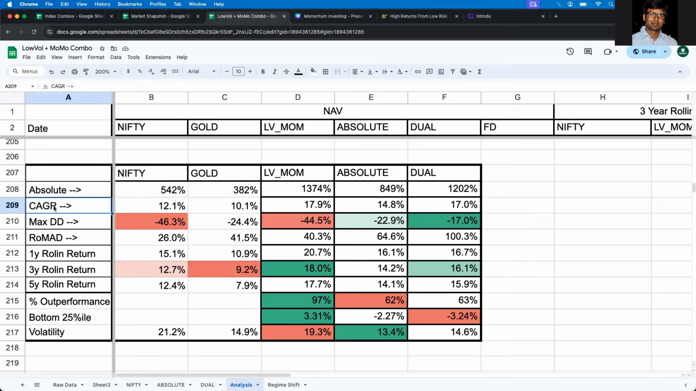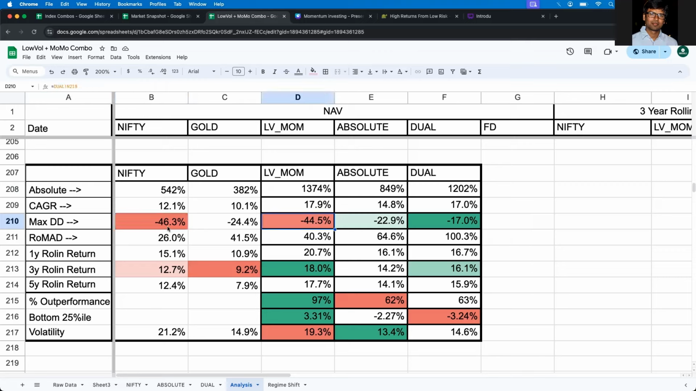And the next is we do a calculation of CAGR. This CAGR again is a point-to-point calculation, but annualized to 1 year. So it's just in an annual fashion. Again, you see that on an average, Nifty gave 12% annualized returns over the last 16 years, whereas LVMOM gave around 18%. Now, the important metric that we'll consider is the maximum drawdown. During the 16-year period from March 2008 till August 2024, the maximum level to which this strategy has fallen is captured by maximum drawdown.